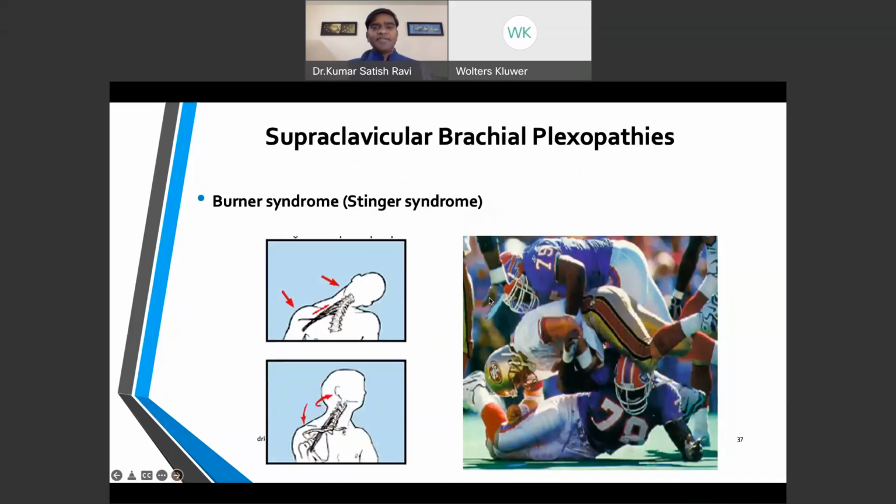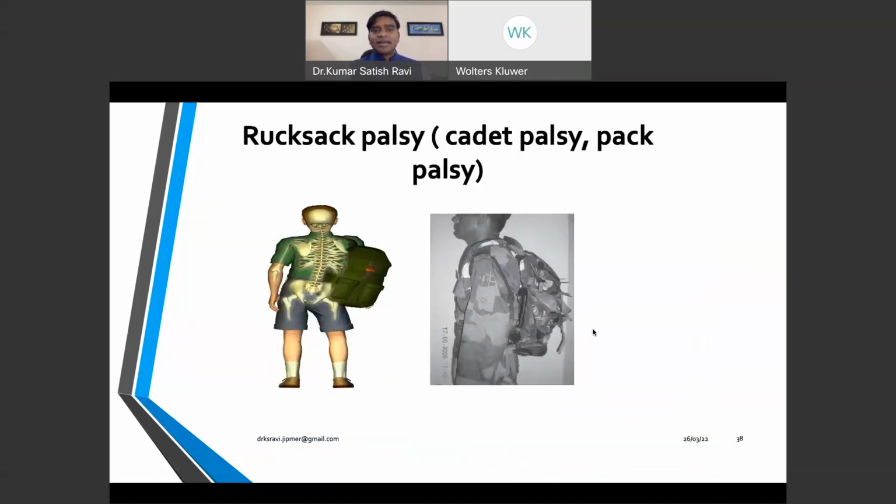Now, if you see over here, there may be the supraclavicular brachial plexopathies. Otherwise, we'll see this burner syndrome or stinger syndrome. You can see the persons falling on each other. So whenever there is forceful separation of head and shoulder, it may lead to this burner or stinger syndrome, right?